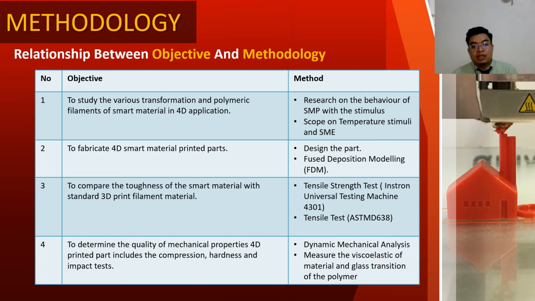And the last objective is to determine the quality of mechanical properties for the printed part, including the compression, hardness, and impact test. By using the dynamic mechanical analysis, we need to measure the viscosity of the material, and the glass transition of the polymer can be analyzed by using this mechanical analysis. So to achieve the objectives, we use these methods to complete this project.